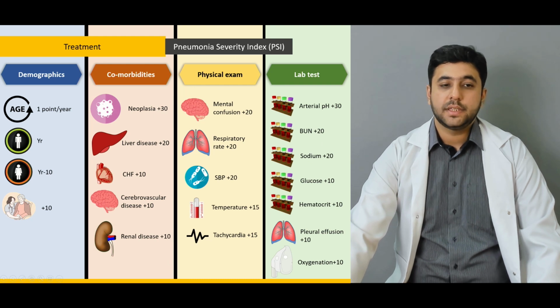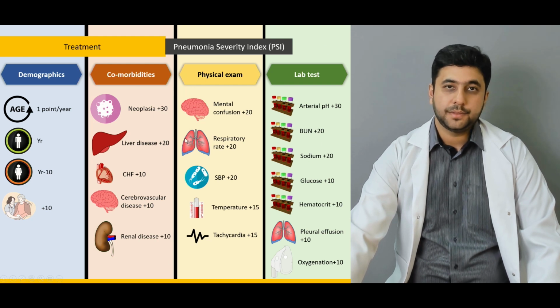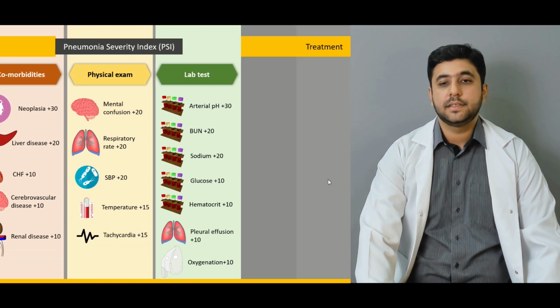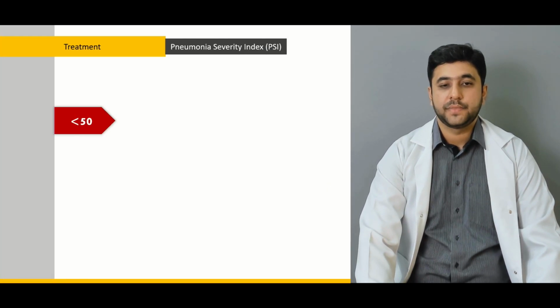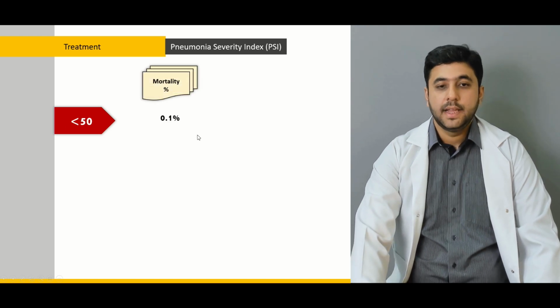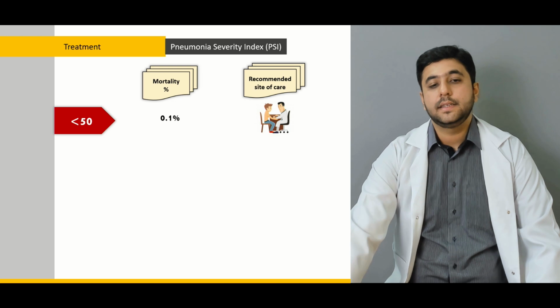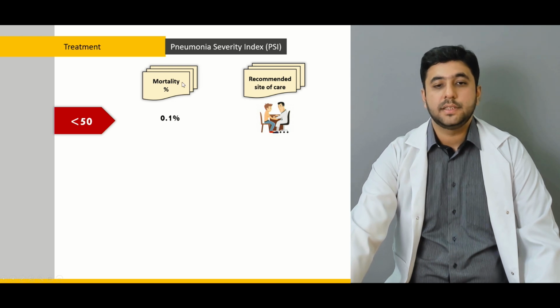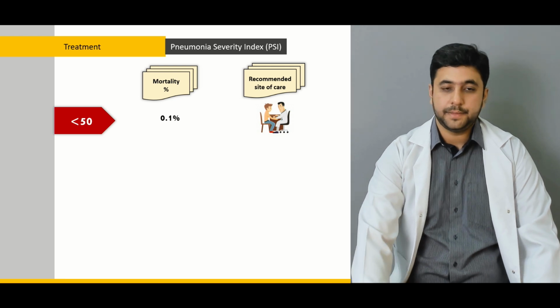After all this evaluation, we calculate and add all the points and see in which category, according to this index, the patient falls. If after calculating, the total is less than 50, then we can say that the mortality rate is less than 1%, or 0.1%, in this patient. This patient can be easily managed in the outpatient department, or the OPD.